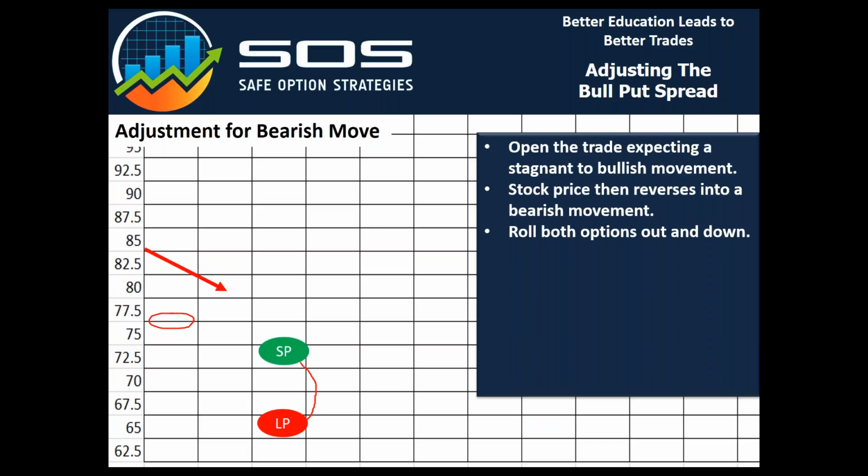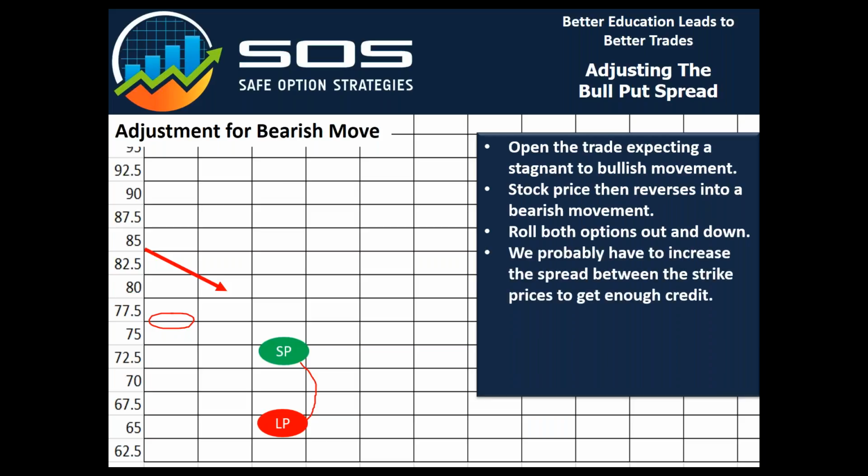Our risk in the trade when we start out is the difference between those strike prices minus the credit that we take in. If we have to increase the difference in those strike prices, we have increased our risk. And by going farther out in time, we are also adding time to the trade. We have to be in the trade longer to see it get profitable. So this is an adjustment that can be made, but it's not in most cases going to be the preferred adjustment to make. It's kind of your last resort adjustment, if you will.